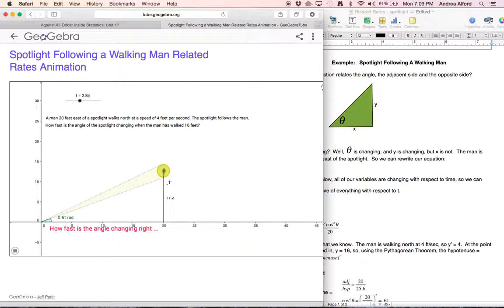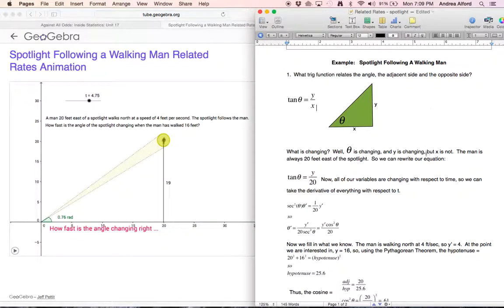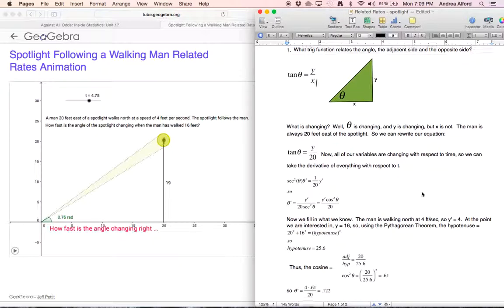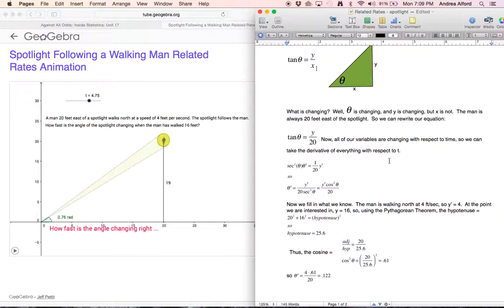But notice, since he's walking due north, x isn't changing at all. So the man is always 20 feet east of the spotlight. So we can rewrite this tangent equation as tangent of theta is y over 20. Now all of the variables are changing with respect to time, so we take the derivative of everything with respect to time. So the derivative of tangent is secant squared theta, but remember, theta is a function of time, so we have to multiply by theta prime.